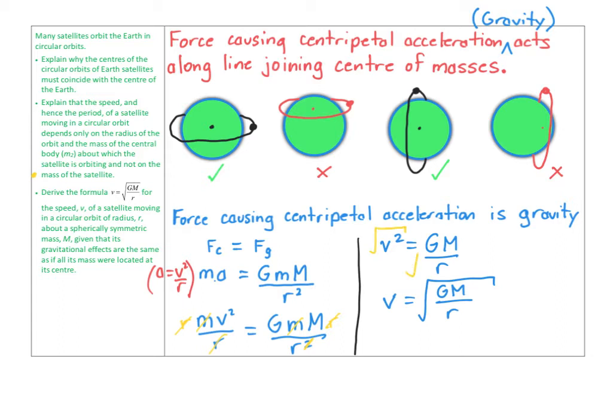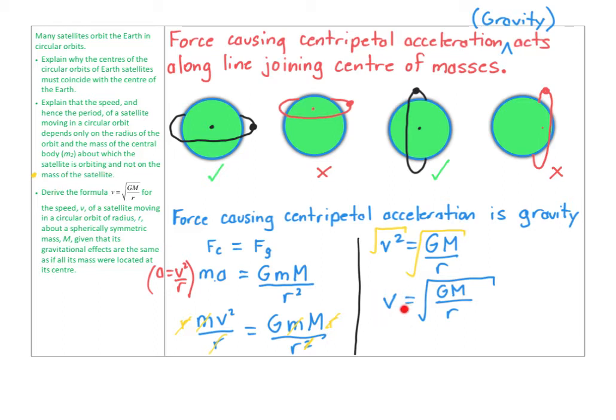Put my working in there, doing the same thing to both sides. So, first thing I've done there is I have derived this formula. The other thing that I've done is I've shown that the speed, and hence the period, of a satellite moving in circular orbit depends only on the radius of the orbit and the mass of the central body about which the satellite is orbiting, and not the mass of the satellite.